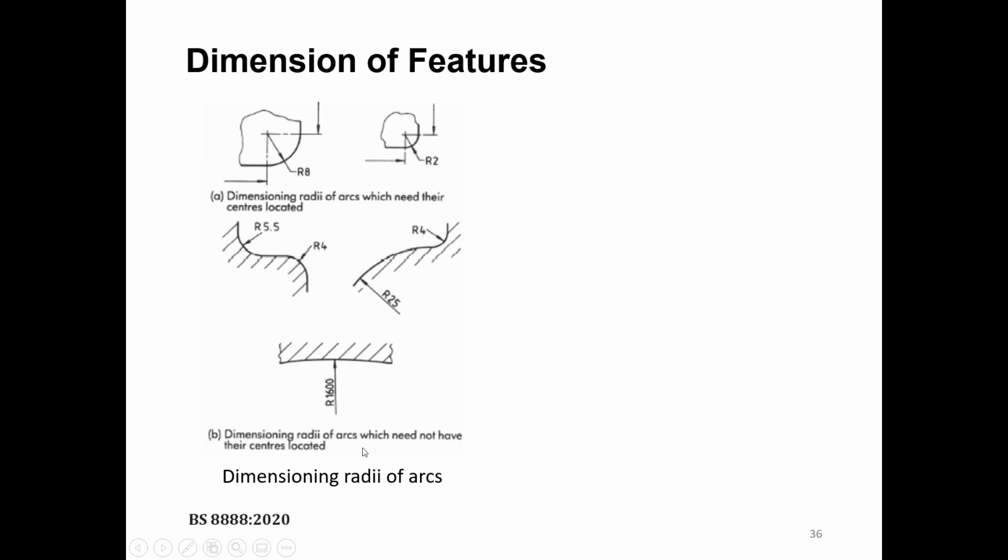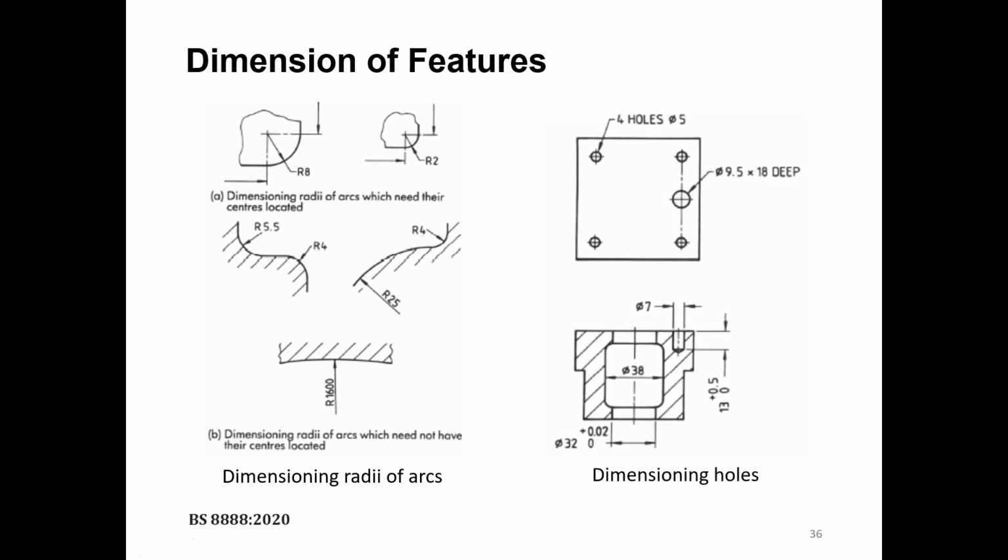If the center of the arc is not important or is not required, you can use this kind of dimension. For example, here you can just use an arrow and say this is R 5.5, without identifying the center, since it will be deduced from the location itself, or it's not needed. This is R4, this is R4, this is R25, and this is R1600, and so on.